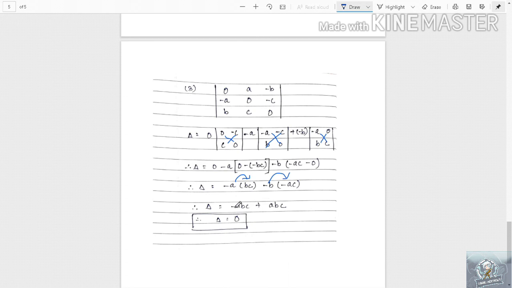So what will we get? Minus ABC, minus B into minus AC will become plus ABC. Then cut ABC, because minus ABC and plus ABC cancel, and the answer we get is 0.